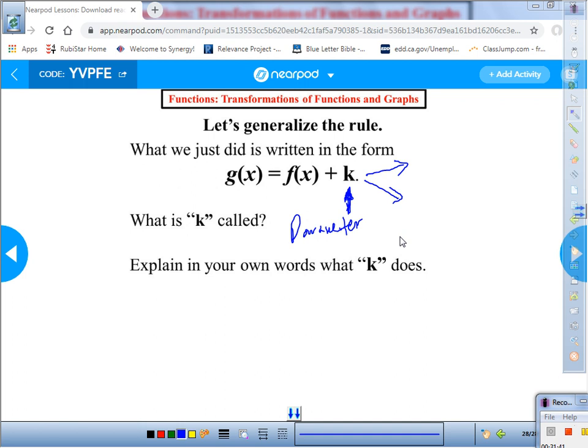And if you were to explain it to your BFF that wasn't here, what would you explain k does to a function? Talk it over with your neighbor. Okay, make a little note for yourself. I heard some of you say if it's positive, it moves the function up, and if it's negative, it moves the function down. Does that make sense? Yes. All right, good.